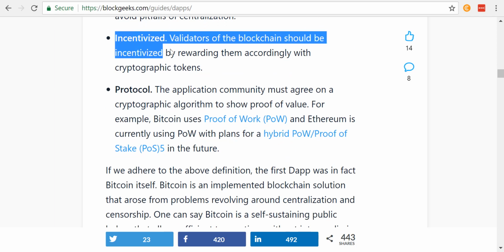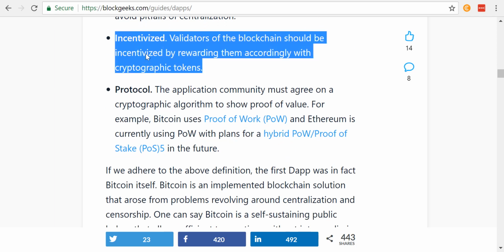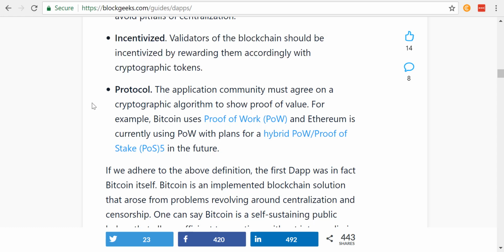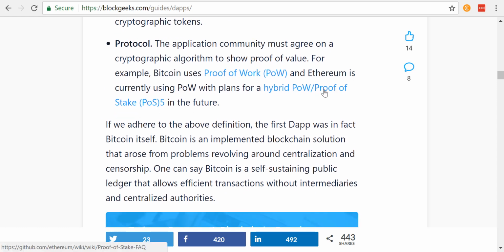Almost every cryptocurrency, crypto token, whatever you want to call it, has this feature. Hence, that's the only reason that the currency or the token or the coin exists. Protocol: the application community must agree on a cryptographic algorithm to show proof of value. For example, Bitcoin uses proof of work. Ethereum is currently using proof of work with plans for a hybrid of proof of work and proof of stake in the future. This proof of stake is extremely important.